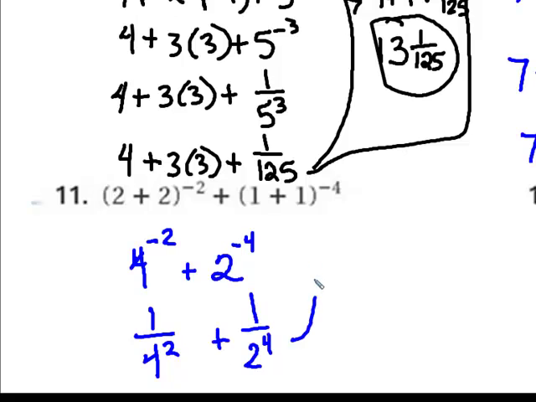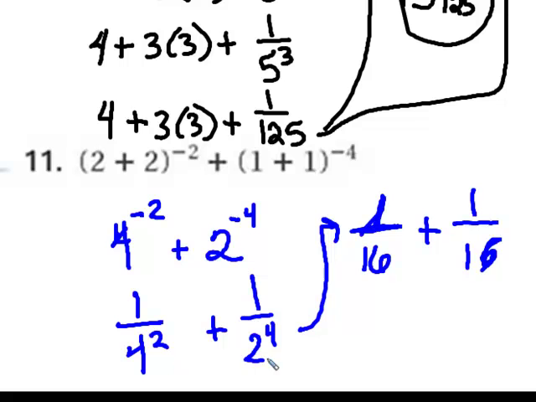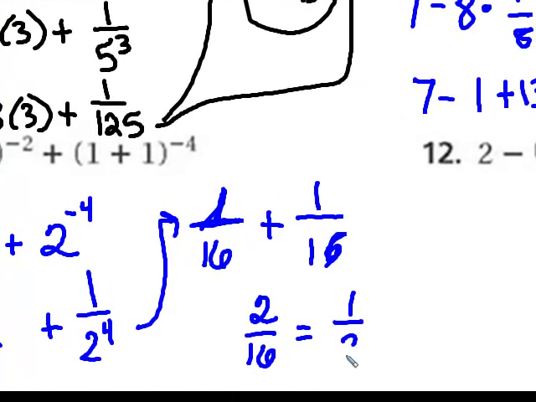That gives me 4 to the second is 16, 4 times 4. 2 to the fourth, that's 16 also. How about that? See if you can make the connection on why those would be the same number. And then remember, when you have a common denominator, you're good to add the numerators. So this is 2/16, and the greatest common factor here is 2, sorry. So this becomes 1/8.